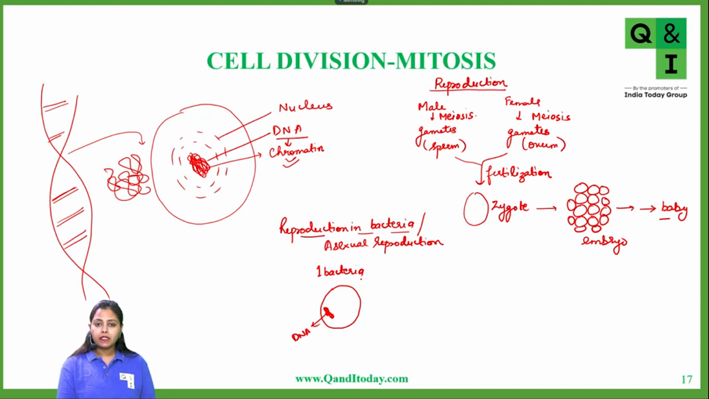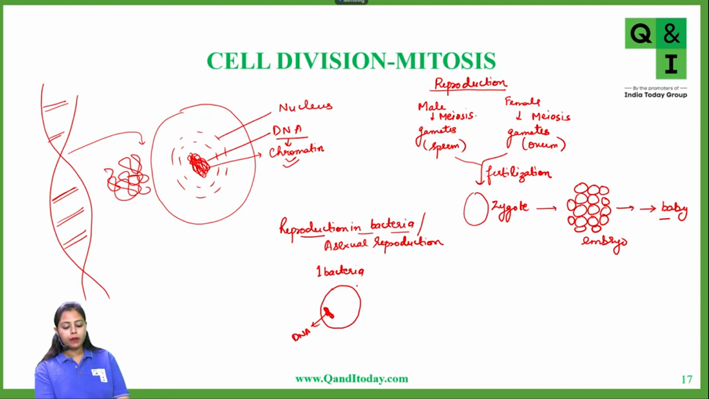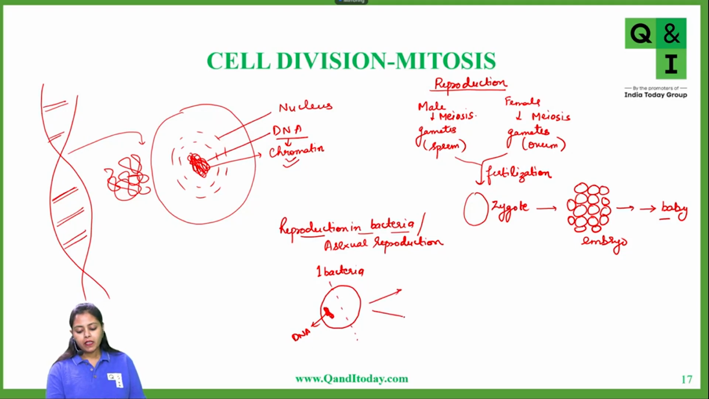Now, rather than producing gametes, what will happen? This bacterium will simply divide into two daughter cells. And from here, two daughter cells would be produced. Now, these two daughter cells, which are produced from the bacterium, would be exactly a replica, an exact copy of the parent cell.